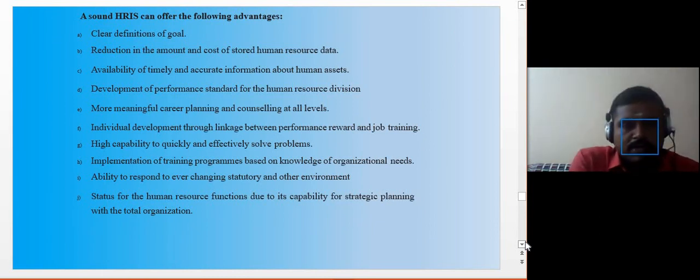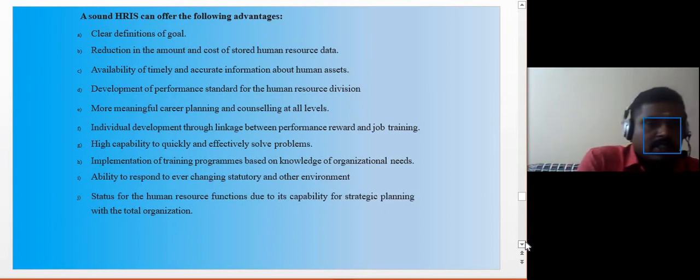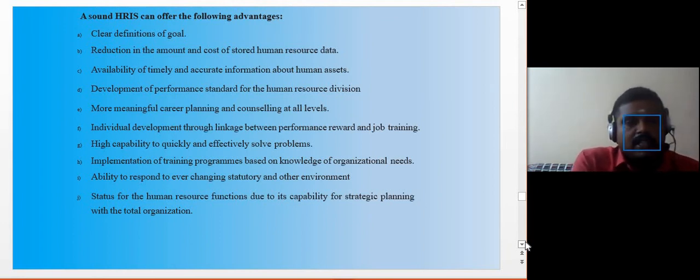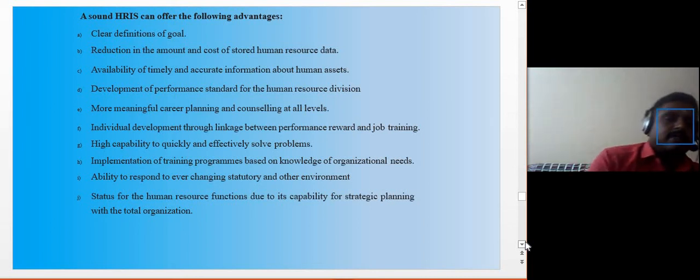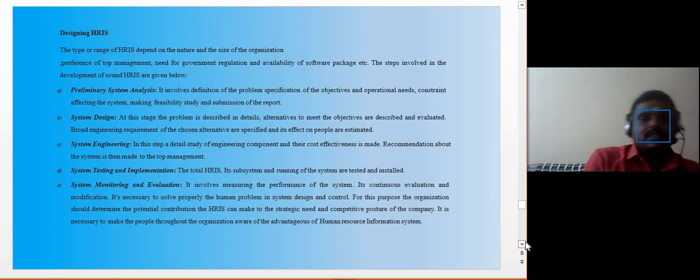A sound human resource information system can offer the following advantages: clear definition of goals, reduction in the cost of storing human resources data, availability of timely and accurate information about human assets, development of performance standards for the human resource division, more meaningful career planning and counseling at all levels, individual development through the linkage between performance, reward and job training, high capability to quickly and effectively solve problems, and implementing training programs based on knowledge and training needs. Designing HRIS.